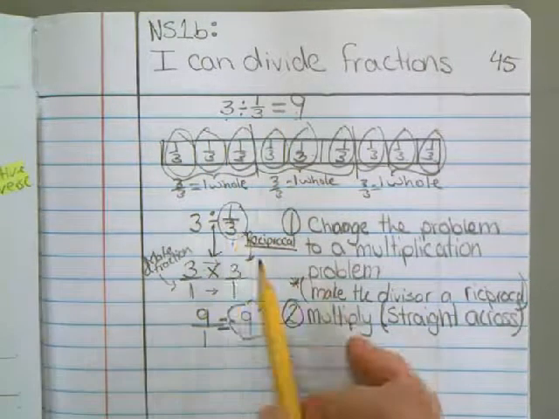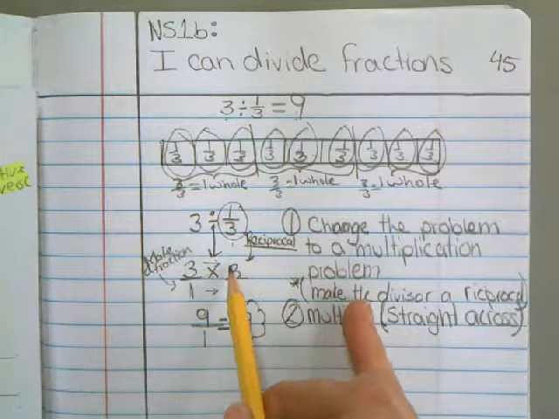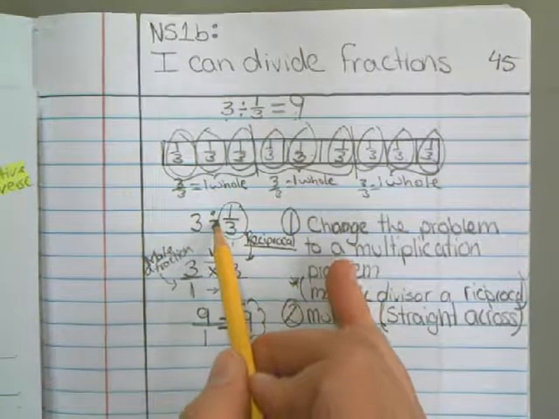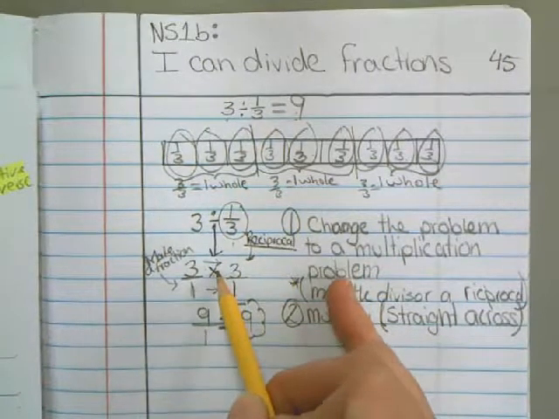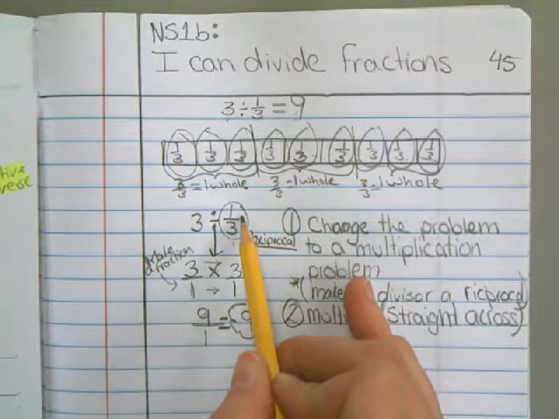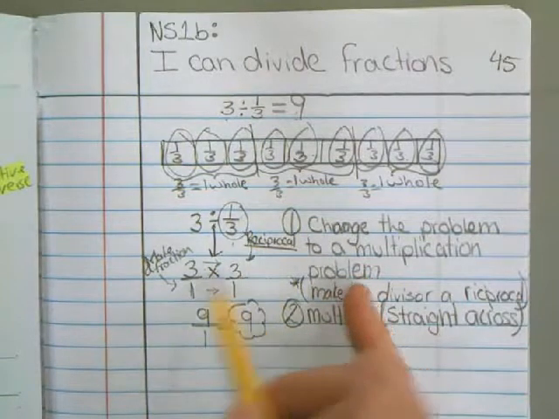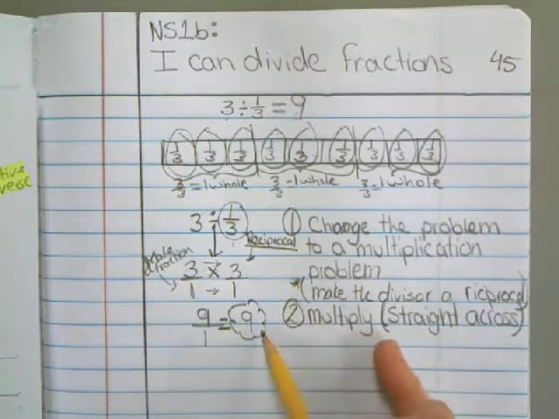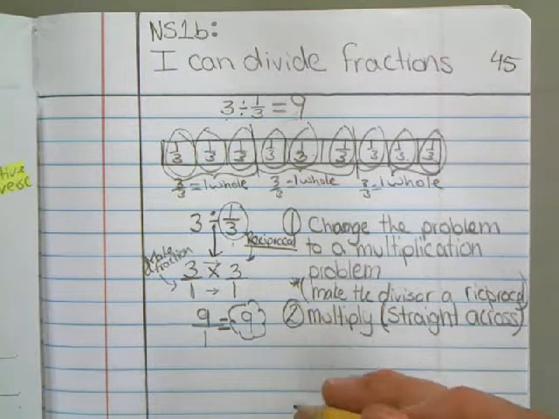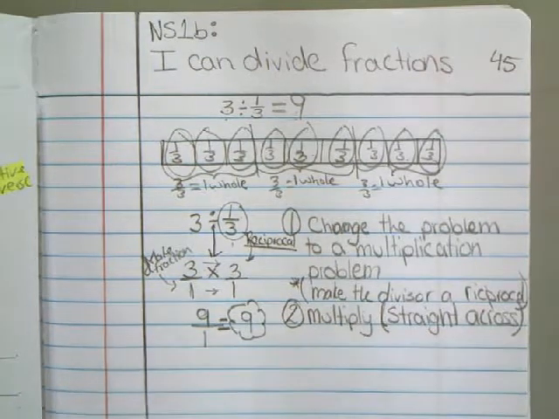What you're really doing is making the division problem multiplication, and then you are taking the divisor and doing the reciprocal of that. And then you multiply straight across, and that's how you get your answer. Okay? Heather. Would it work if it was like 3 divided by like 2/3? We're gonna do some more problems right now so you can see how it works with all of them. Okay?